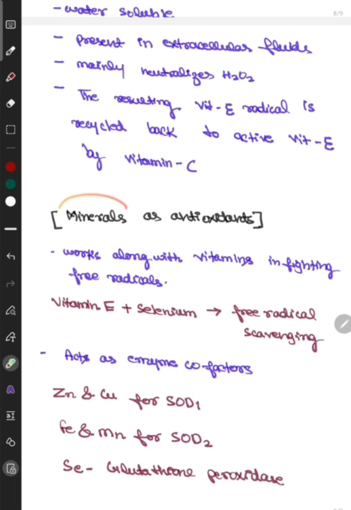Next are the minerals which act as antioxidants. These minerals may work with the vitamins or as a cofactor for different enzymes. Like selenium along with vitamin E may act as a free radical scavenger. Like zinc and copper, these act as the cofactor for superoxide dismutase. Like that, iron and manganese act as a cofactor for superoxide dismutase. Likewise, selenium is necessary for the action of glutathione peroxidase.